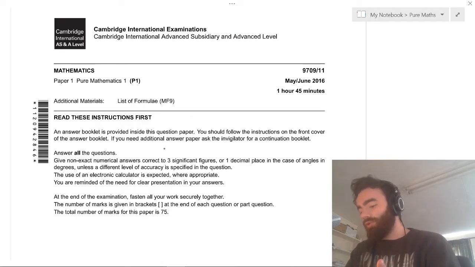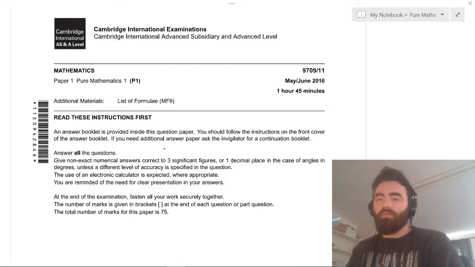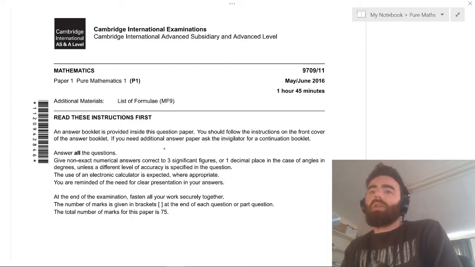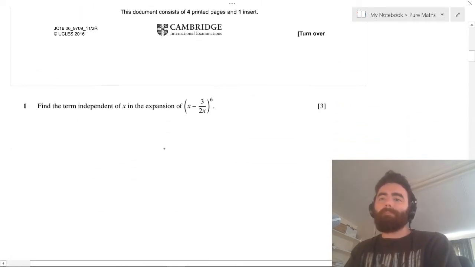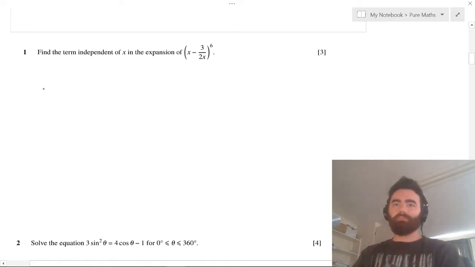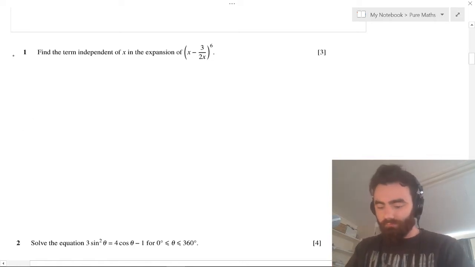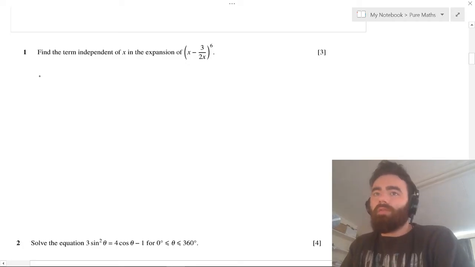So I'll do that for all the pure maths ones, and then maybe some physics ones, or other papers, or whatever I see looks kind of fun for me to do, and that I think would be helpful for people out there. Let's crack into it. Question 1. Find the term independent of x in the expansion.